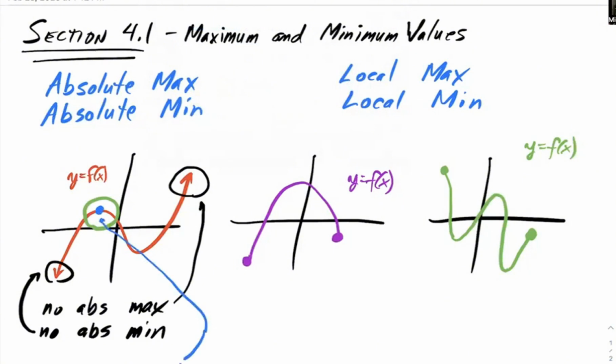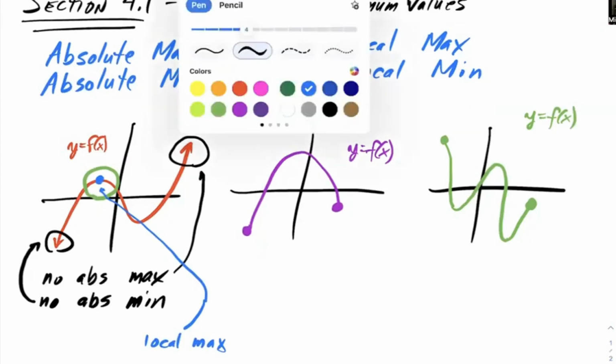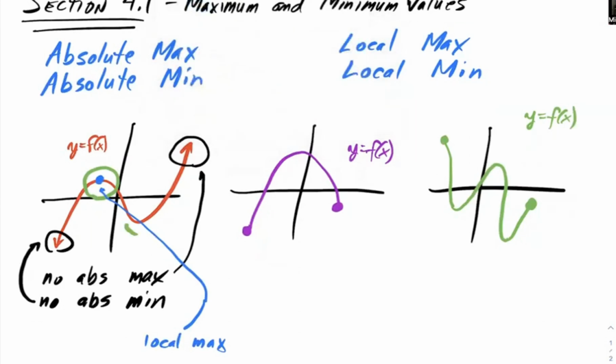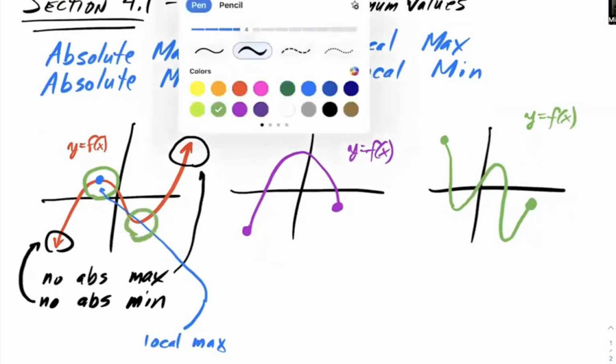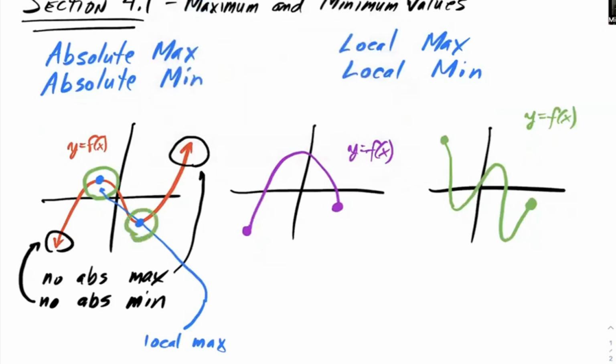And likewise, if I do a green circle, or whatever color circle we want to do, I'll do green here. If there's a point there where that's the smallest value, let me redo that line here. That's the smallest value. That's going to be a local min. So in that second green circle, there's no point on the curve that's smaller than that blue dot. So that's local max and local min values.